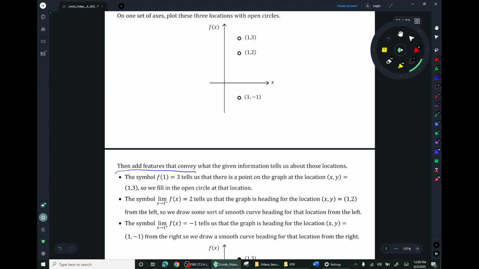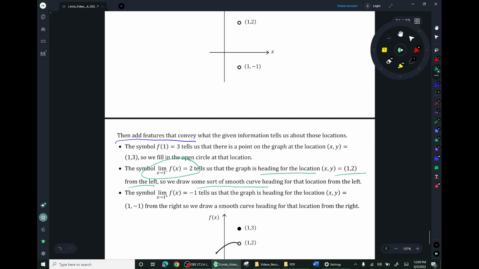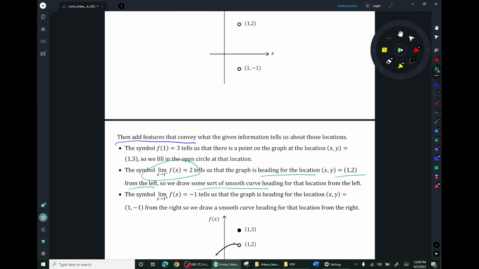And then we add features that convey what the given information tells us about these locations. So for instance, this symbol tells us that there's a point in the graph at the location 1, 3. That means we're going to fill in the open circle at that location. So there, we've filled in that circle. This symbol tells us that the graph is heading for this location from the left. So we draw some sort of smooth curve that's heading for that location from the left. So here I've done this. Now notice that I've drawn an arrowhead indicating that that graph continues to the left there.